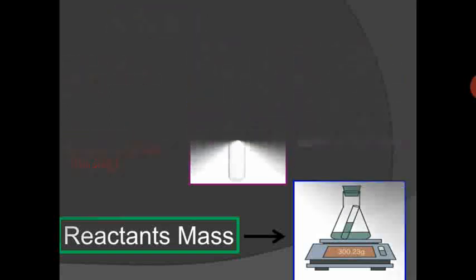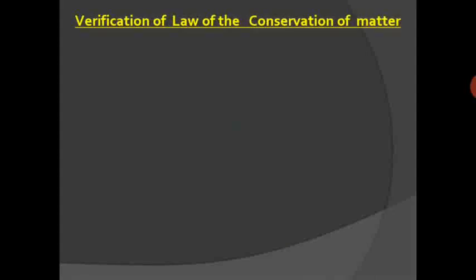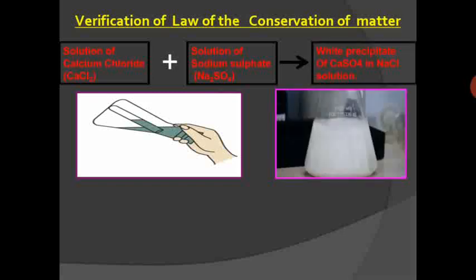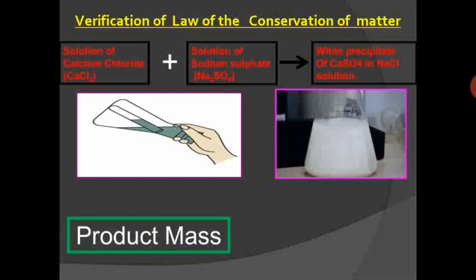Now the next part of this activity: if we tilt the conical flask, what happens? The solution from the test tube will get mixed with the solution in the conical flask and they will react with each other and a product will be formed. That is, the product is calcium sulfate. A white precipitate of calcium sulfate will be formed in a solution of sodium chloride.